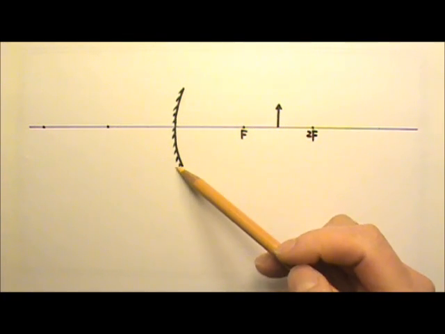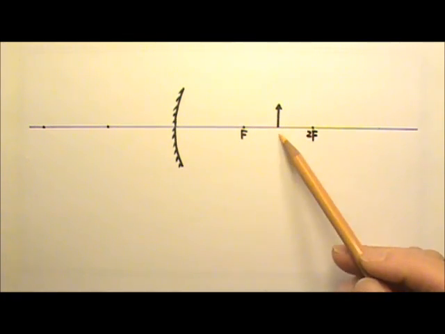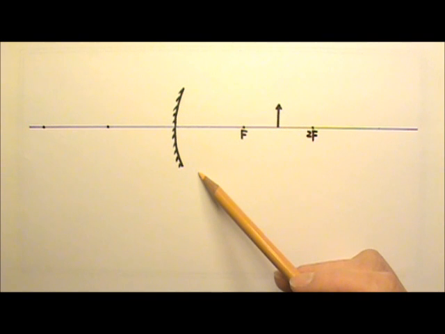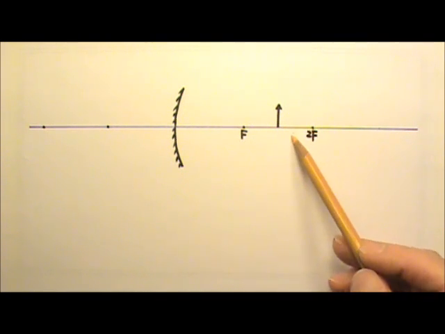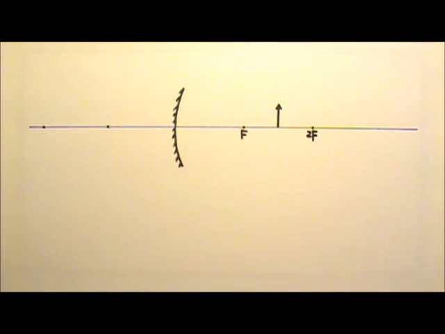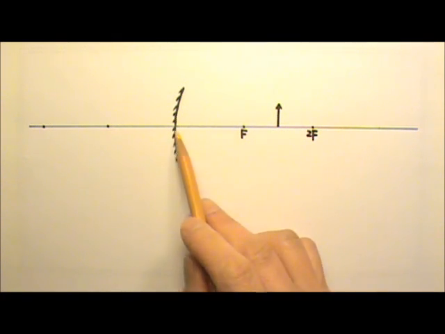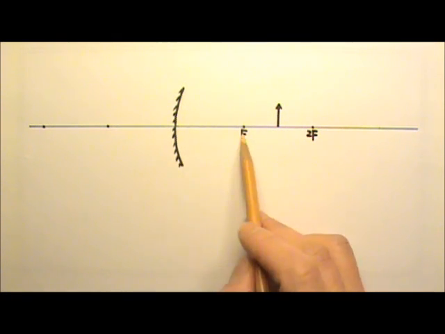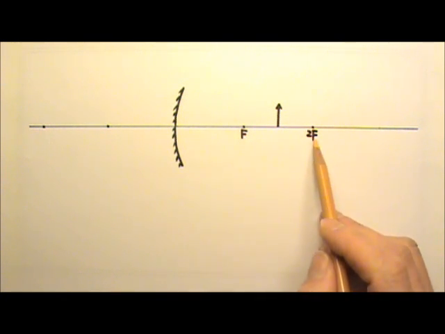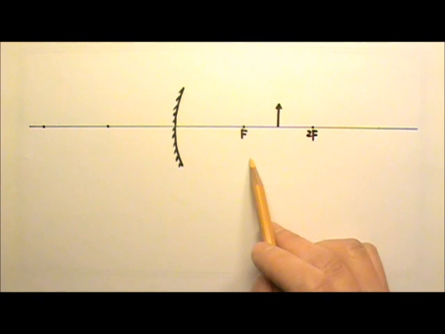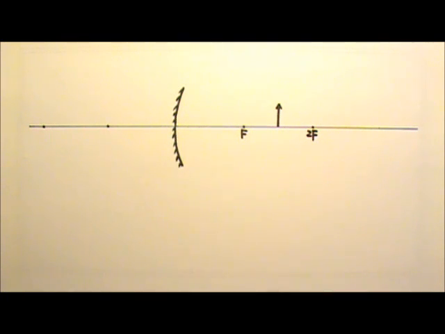Here we have a concave spherical mirror and an object in front of the mirror. And we're going to find the image produced by this mirror. Remember, we usually draw an arrow to represent the object. The F here is the focal point of the mirror, so this distance is the focal length. And we sometimes also label 2F, which is twice the focal length from the mirror.